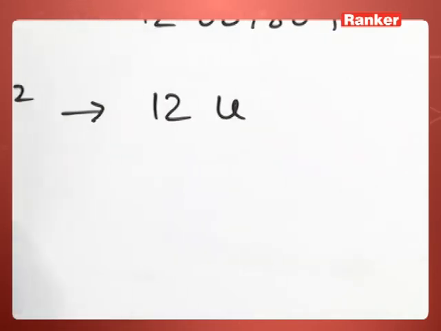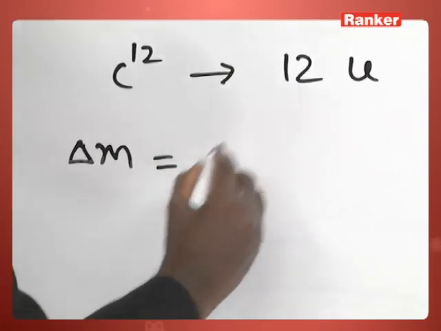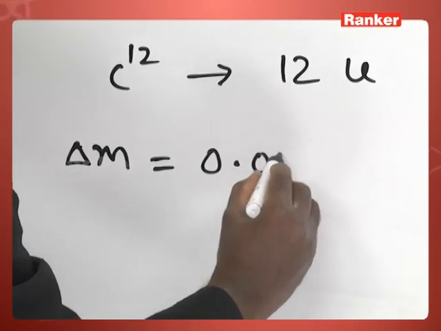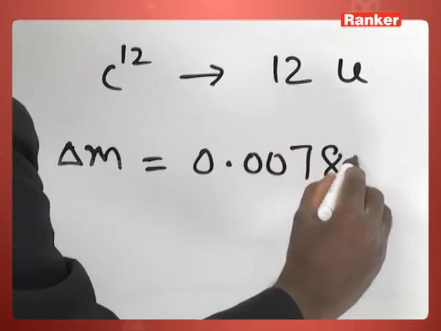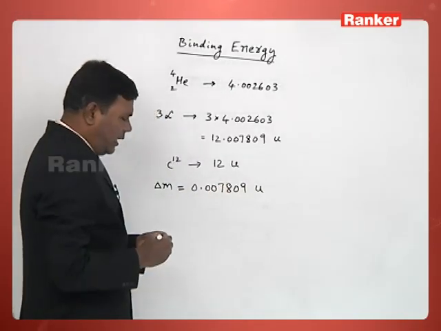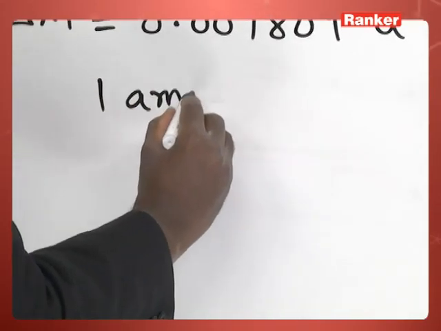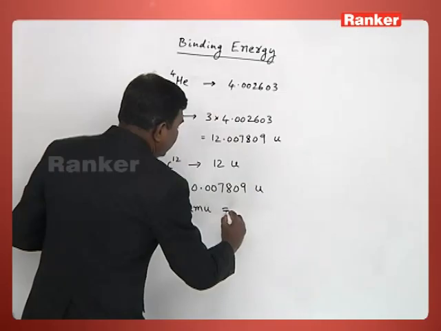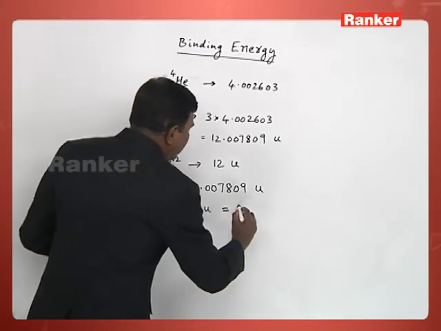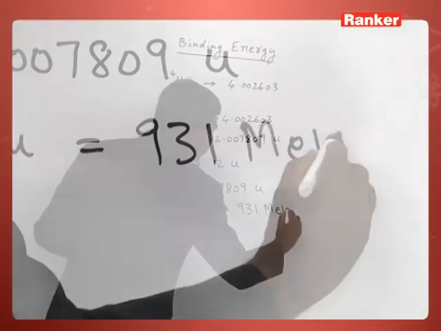So the defect in the mass, or mass difference delta M, is given by this minus this, that will give you obviously 0.007809 U. Next, we know that for each 1 unit AMU, atomic mass unit, when you convert this into energy according to the E equals mc square principle, we will get about 931 million electron volt.